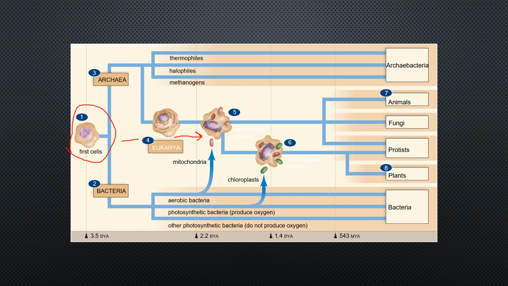This is where our aerobic bacteria was engulfed and thought to be the mitochondria, and then later we would have the engulfment of the chloroplasts, or the cyanobacteria that produces a chloroplast. So that leads to our autotrophic eukaryotic cells.